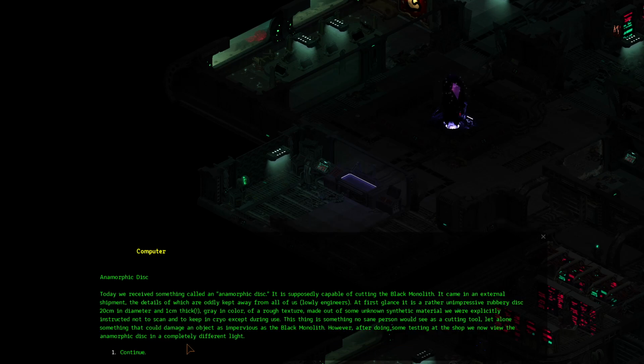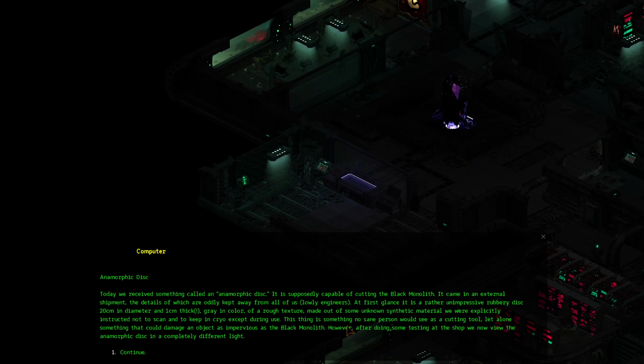Anamorphic disk. Today we received something called an anamorphic disk. It is supposedly capable of cutting the black monolith. It came in an external shipment, the details of which are oddly kept away from all of us, lowly engineers. At first glance, it is a rather unimpressive rubbery disk, 20 centimeters in diameter and 1 centimeter thick, gray in color, of a rough texture, made out of some unknown synthetic material we were explicitly instructed not to scan, to keep in cryo except during use.